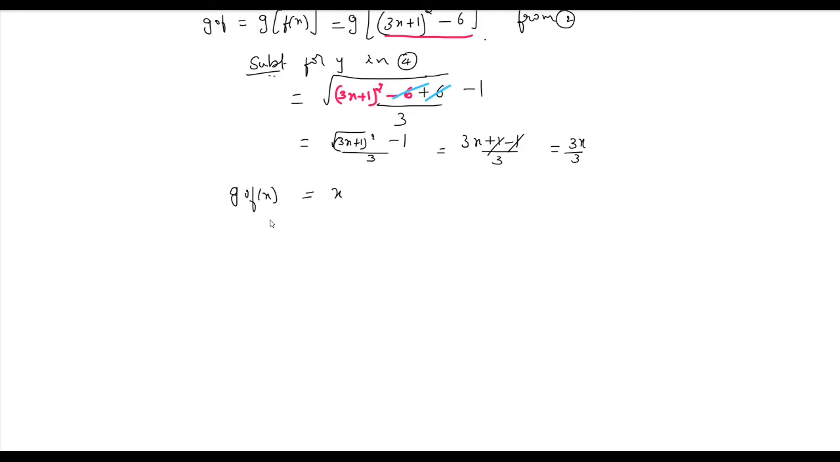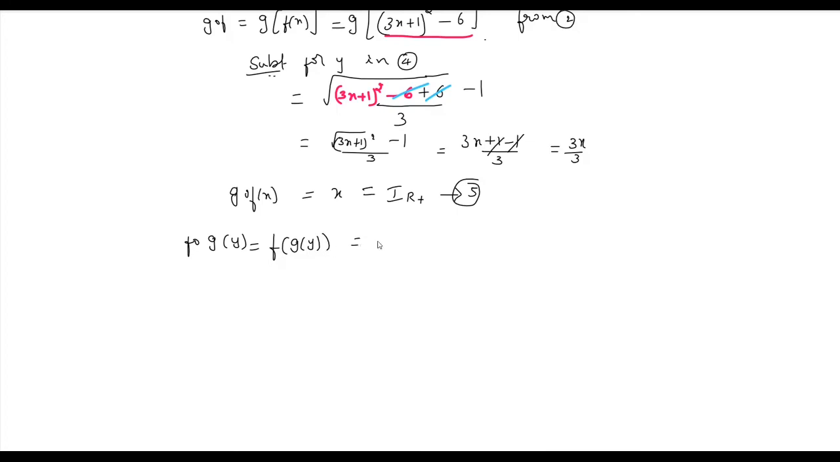We started with domain element x. After f mapping and g mapping, we got back the same element x. So, this is an identity function. This g circle f is an identity function. This is R plus. Let me call this equation 5. Now, we have to find f circle g, which will be f of g of y.